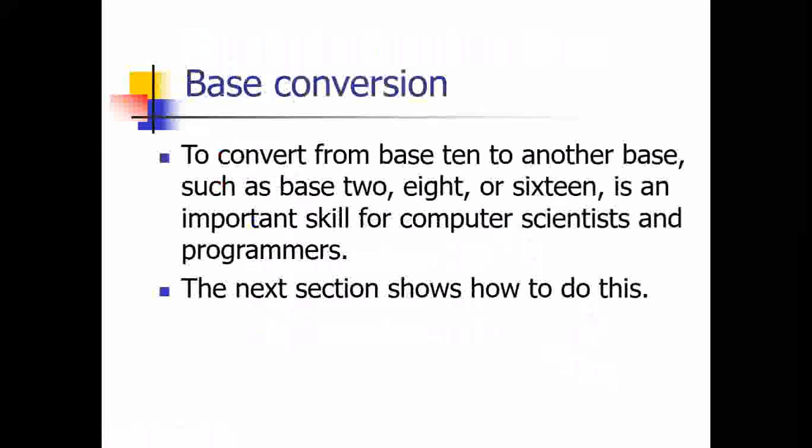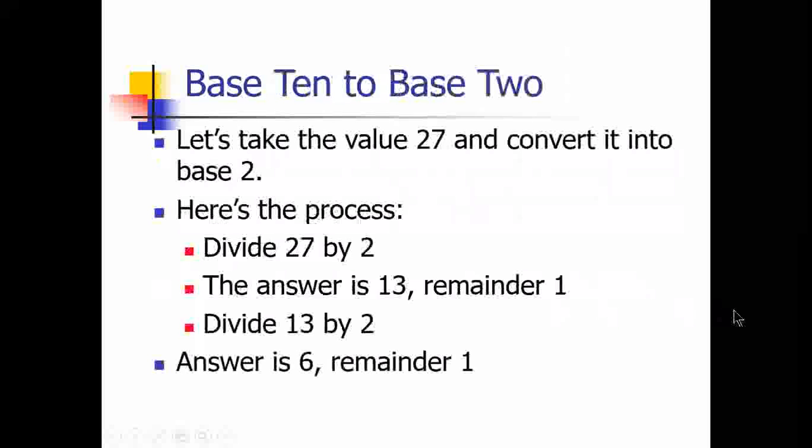Conversions. Converting from base 10 to another base, such as base 2, base 8, or base 16, is an important skill for a computer scientist and a programmer. The next session shows how this is done. Let's take the value 27 and convert it to base 2. How do you do it? Easy process. Divide 27 by 2.